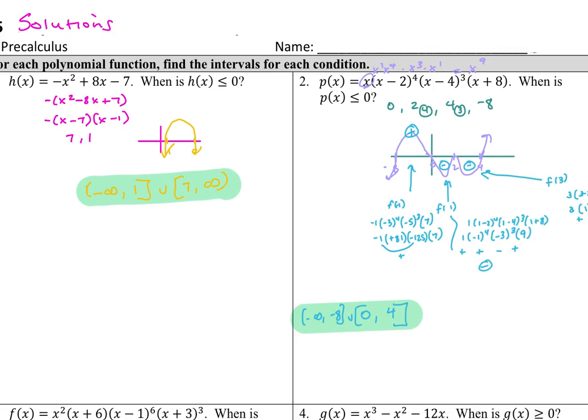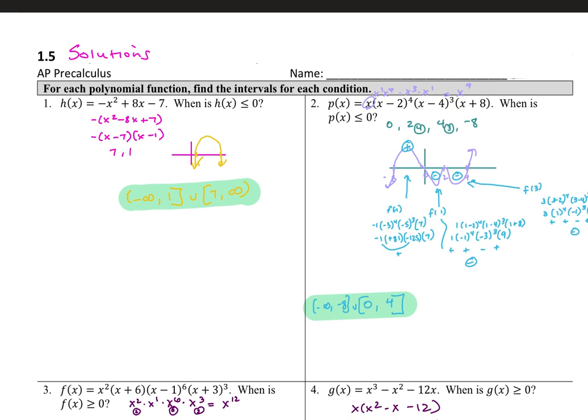All right, let's go through the homework. That's it. This lesson's super easy, hopefully. Okay. Questions on the PDF. So let's start with number 1, it was less than or equal to 0 this time. So it was from negative infinity to 1, and then 7 to positive infinity, brackets on both. Number 2, it had multiplicity this time, so you had to be careful. It bounced at the 2, crossed through at the 0, at the 4, and at the negative 8.